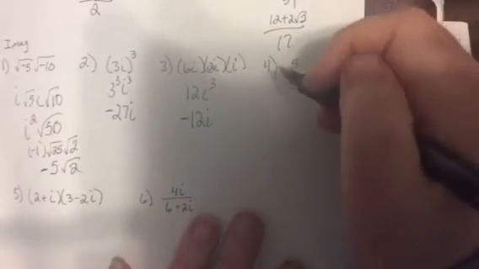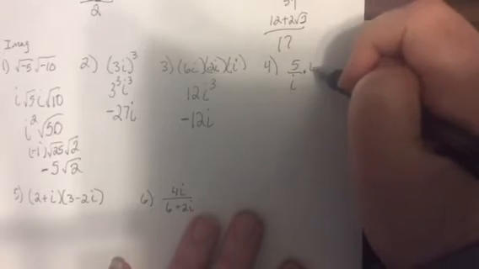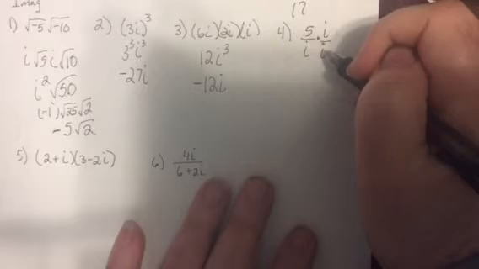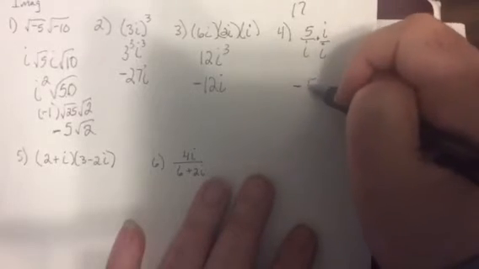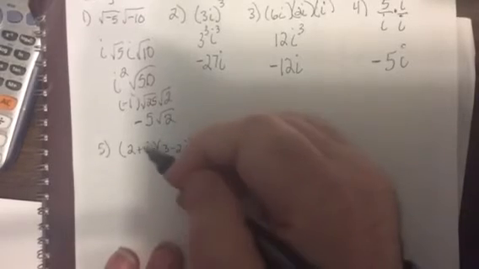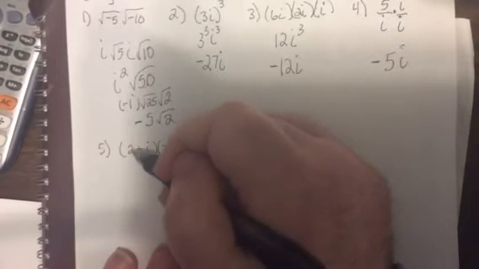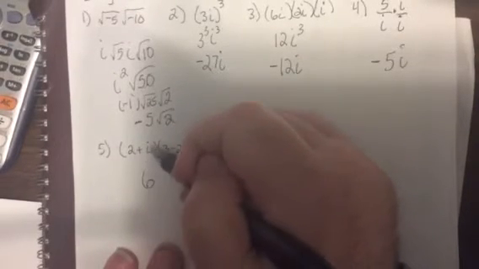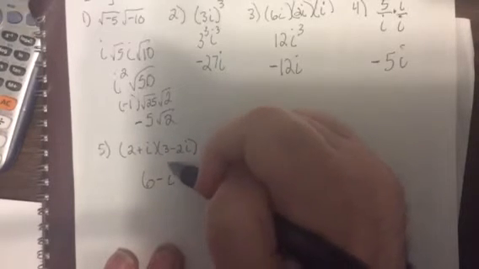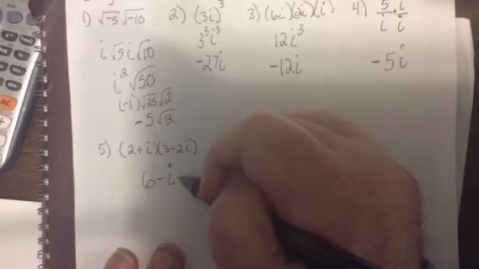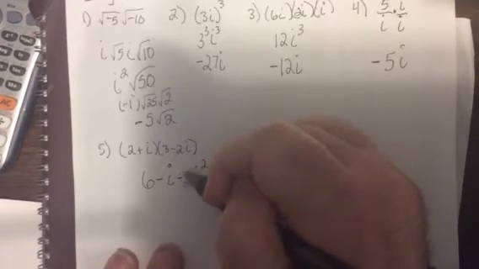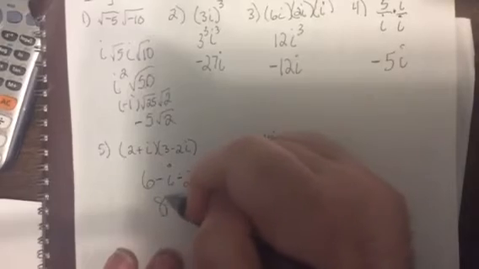And then this, we got to get rid of the i on the bottom, so I'm going to multiply top and bottom by i. Very easy, because i times i is i squared, which is negative 1, so the answer is negative 5i. This one, now you got to FOIL it. So it'd be 2 times 3 is 6. 3i minus 4i is minus i. And i times i would be minus 2i squared. But i squared's negative 1, so that makes this plus 2, so it's 8 minus i.